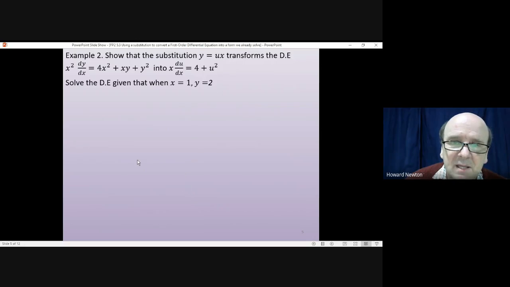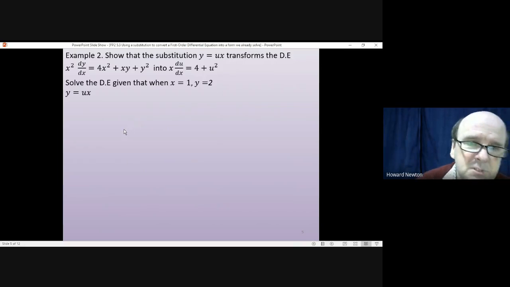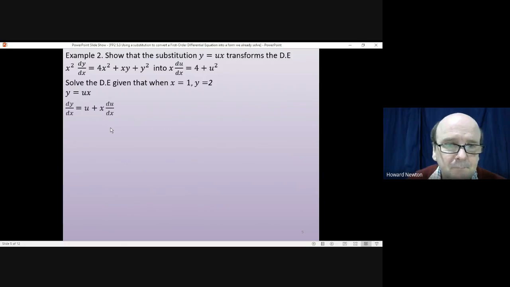Okay, let's have a look. So this time the substitution is y equals ux. Now the easiest thing to do this time is just to differentiate it straight away. So differentiating the left-hand side with respect to x gives us dy by dx. And we'll need to use the product rule to differentiate the right-hand side. So writing down the u and differentiating x gives us the first term. Writing down x and differentiating the u gives us the second term.